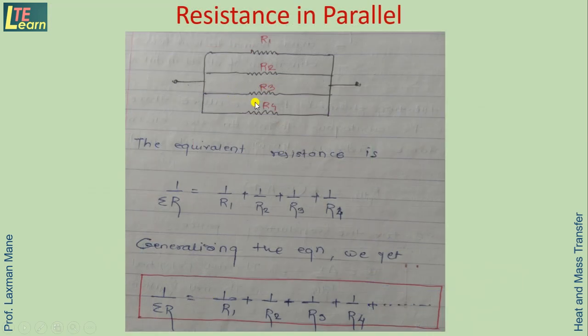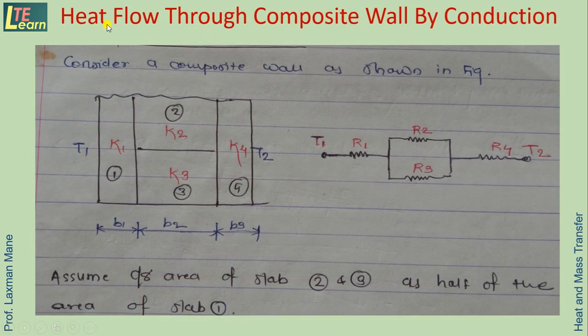Now when the resistances are in parallel, here are 4 resistances we see in the diagram which are in parallel. In this case the equivalent resistance is given by the electrical concept, that is 1 divided by summation of R is equal to 1 divided by R1 plus 1 divided by R2 plus 1 divided by R3 plus 1 divided by R4. So generalizing the equation, we can write the formula for any number of resistances.